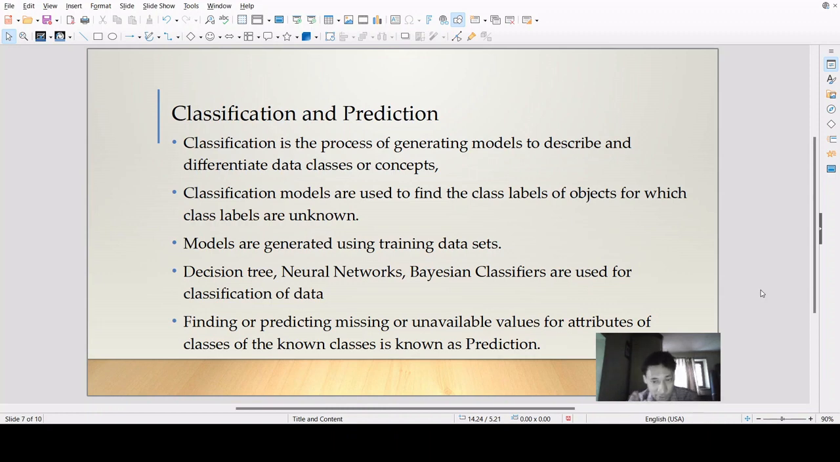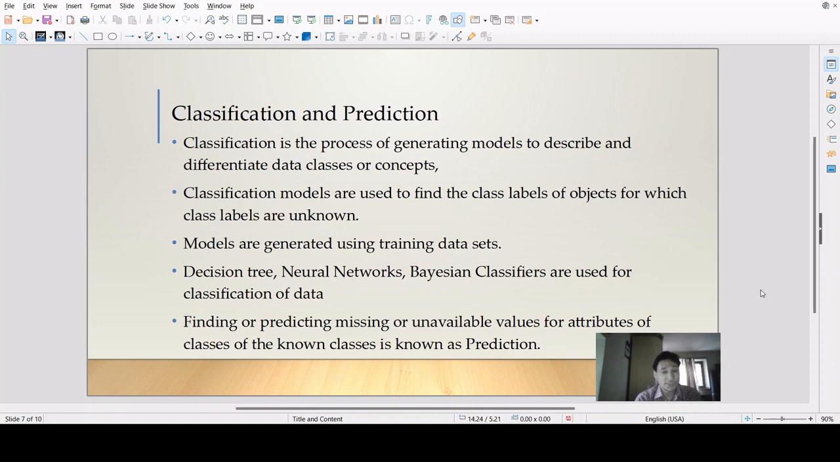So the class is already given for the given objects, and the model will be trained such that the training dataset can be perfectly estimated using that model. So known data is necessary to generate the model. Decision trees, neural networks, and Bayesian classifiers are used for classification of data.